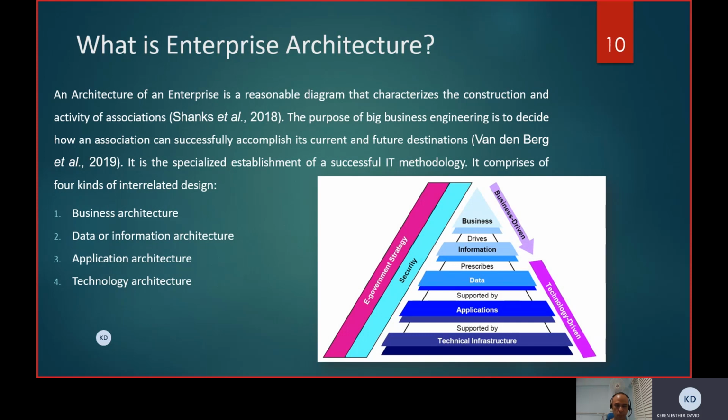The key motive of the architecture of an enterprise is to decide what should be the best solutions that will make the associations fulfill their present and future goals. The architecture of an enterprise has 4 different kinds of designs, such as business architecture, technology architecture, information and data architecture, and application architecture. On the next slide, we will see the structure of EA.